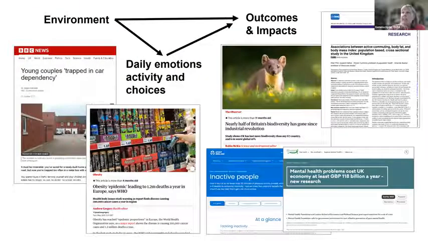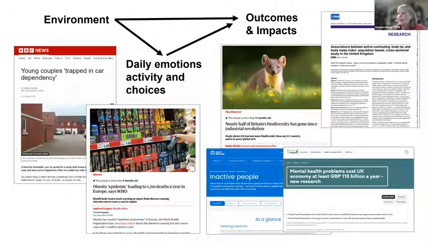So one of the reasons our environments are important to us is because what we build and the way it's built can have direct outcomes and impacts on individuals, but also on society. And also how things are built can affect how we feel about them and the activities and choices that we make in those places, which then have outcomes and impacts at the individual level, but also for society.